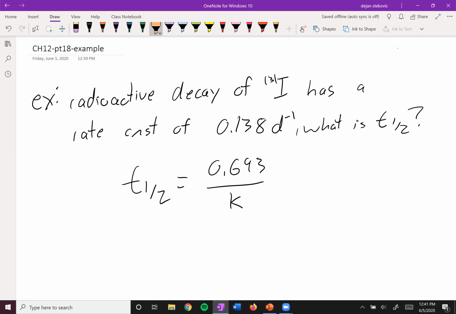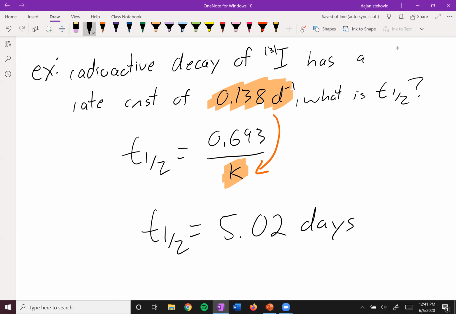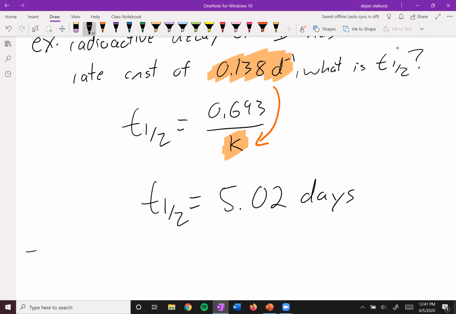What we want is T1/2. We're given the rate constant of 0.138 inverse days. That goes into k, so we simply plug that in and do the math. What you end up with is 5.02 days. So every 5.02 days, the concentration gets halved.